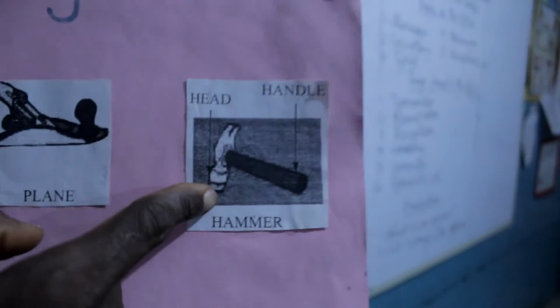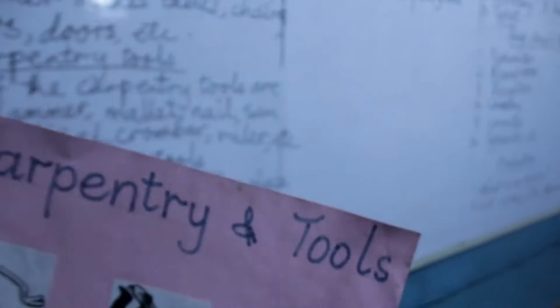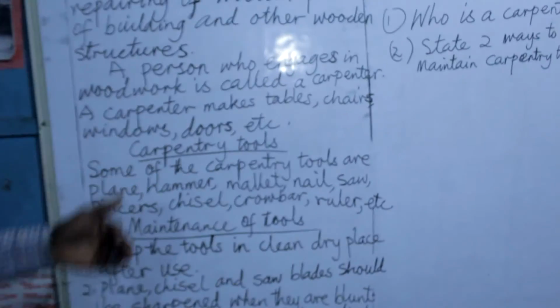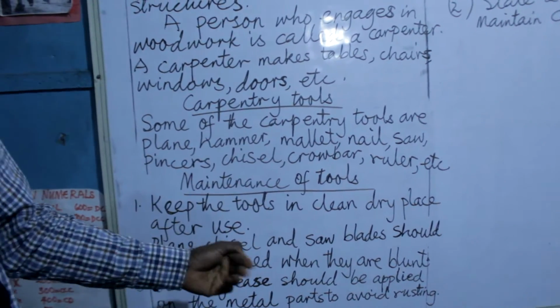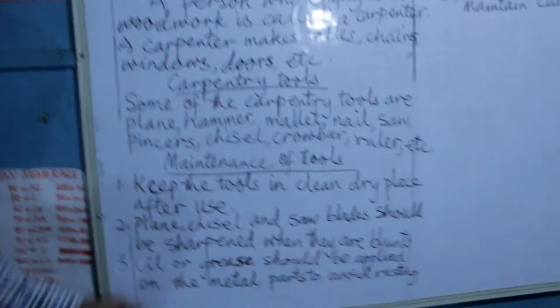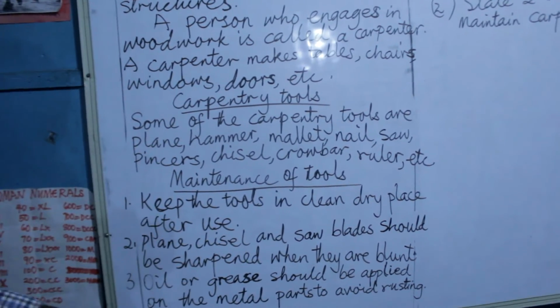We use the hammer to position the nails into the wood. If you look at this part here, it's called the head. This part is called the handle. And we have various tools used by the carpenter. We can see them on the board. The nail is part of them. We have the mallet. We have the plane that was shown to you, and the pincher.